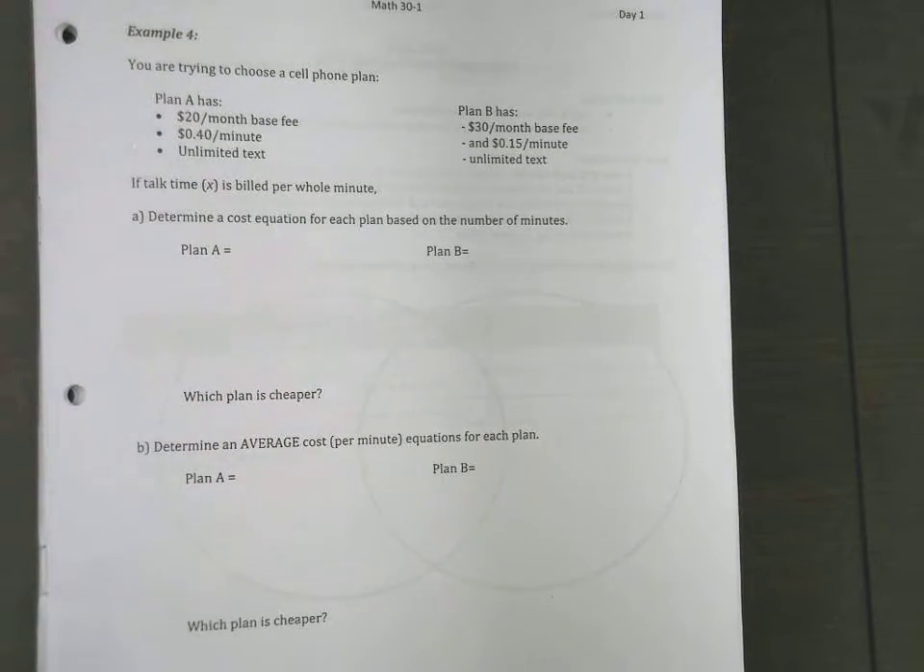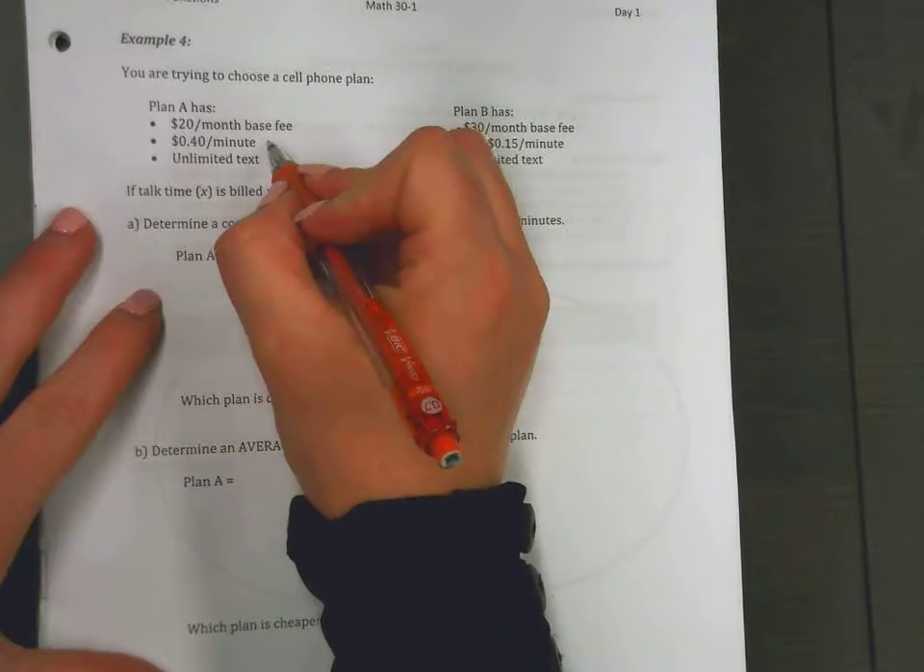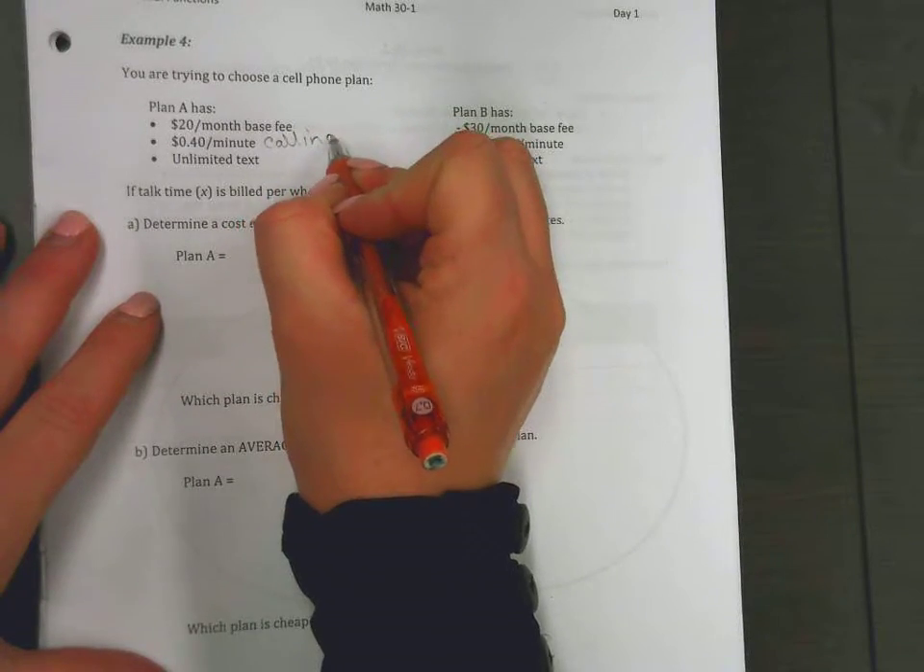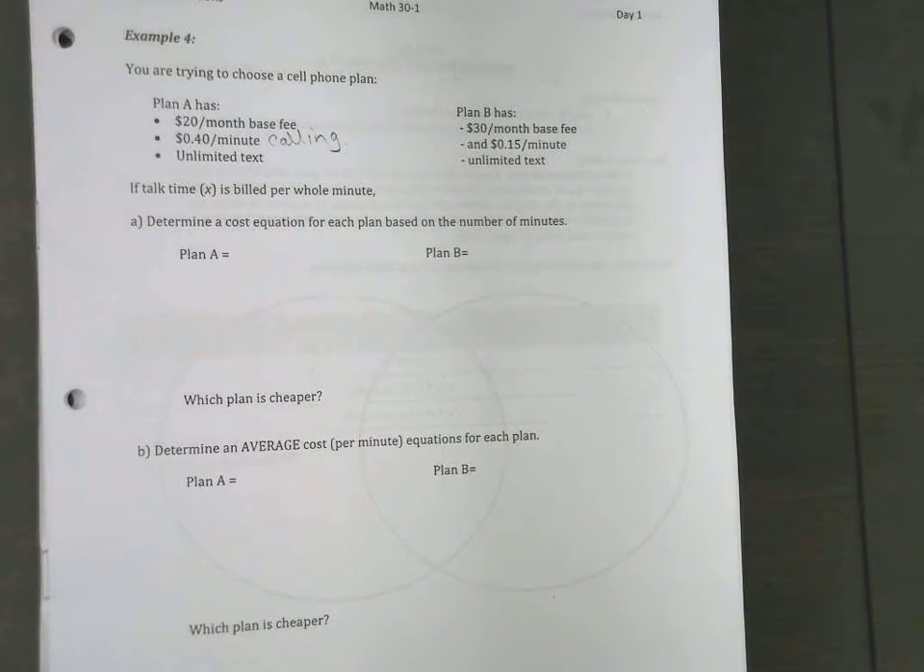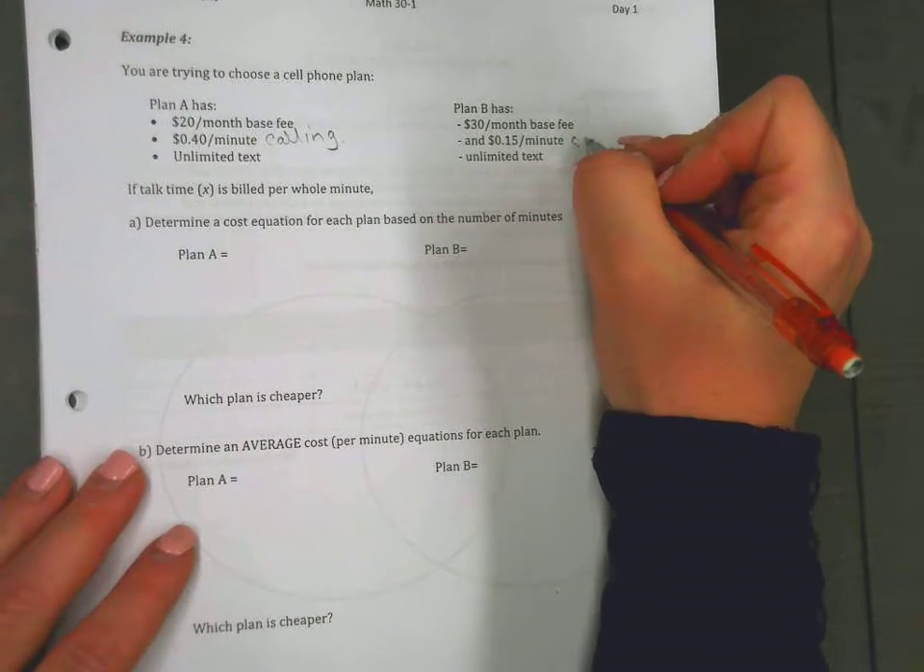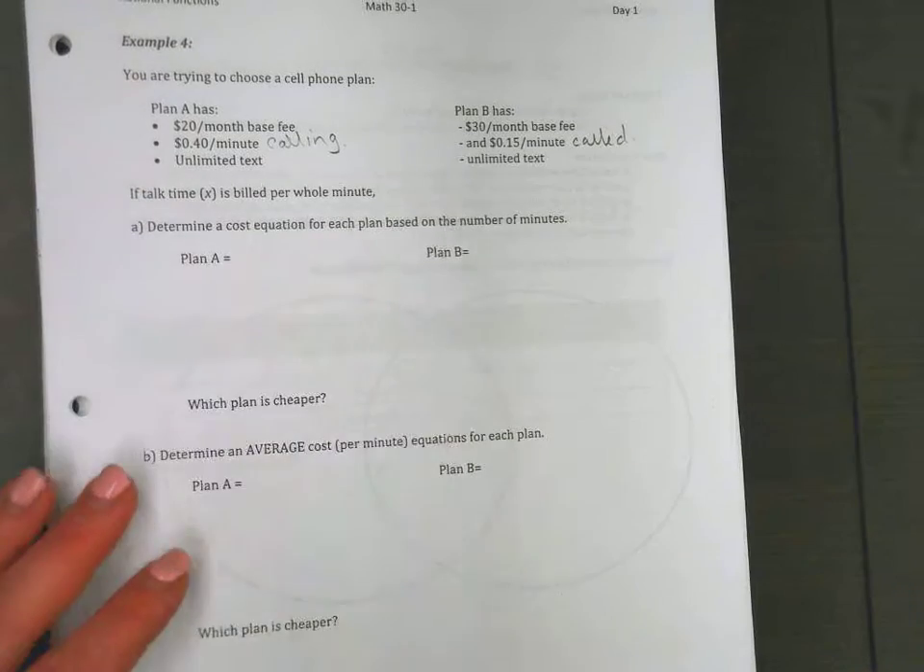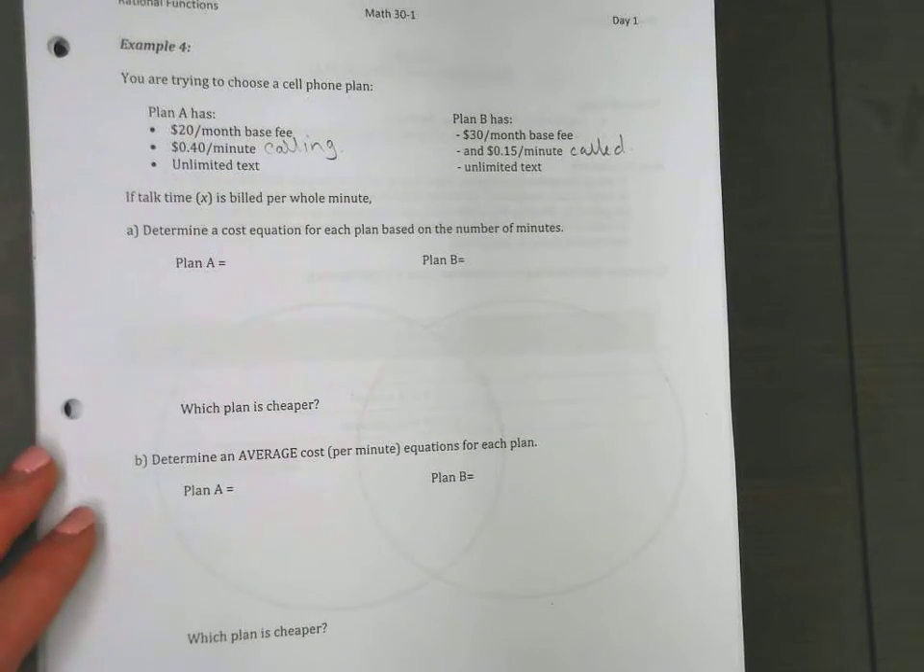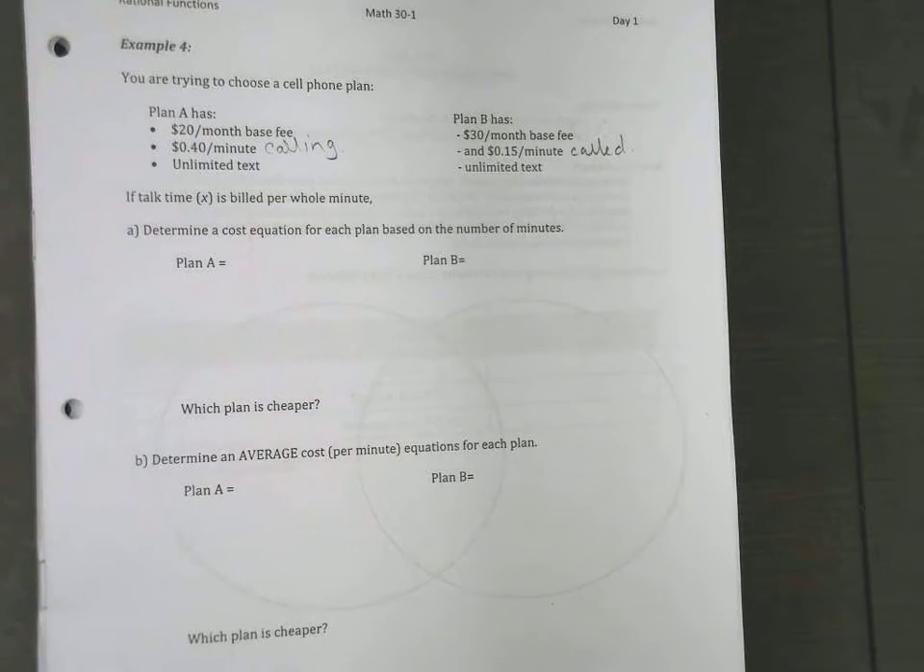Example 4, you are trying to choose a cell phone plan. Plan A has the following characteristics. It costs you $20 per month as a base fee and then 40 cents per minute of calling, and you have unlimited text. Plan B is $30 a month as a base fee, and then it's 15 cents per minute of calling, also with unlimited texting. So if talk time x is billed per minute, determine a cost equation for each plan based on the number of minutes.